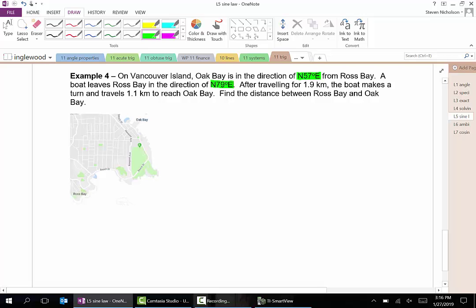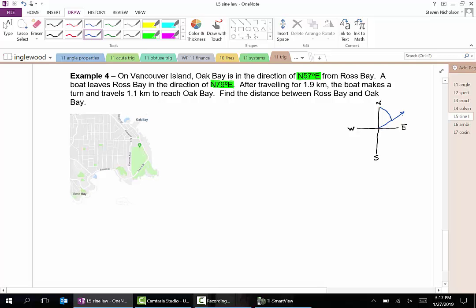The first letter is the start. The second part, the number, tells you how many degrees to go, and the last one tells you which way. So it's like a compass rose. Here's north, south, east, and west. And here's what north 57 east says. If I start north, I go 57 degrees to the east. And that would be the direction of travel.